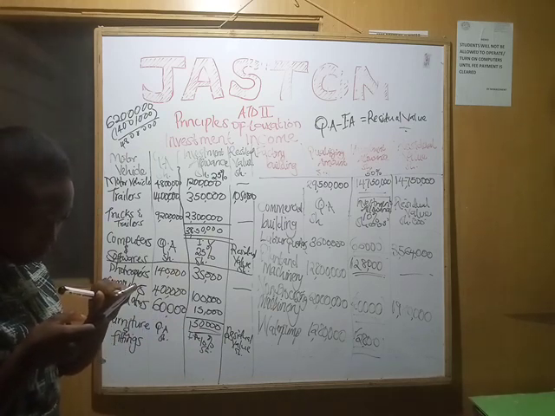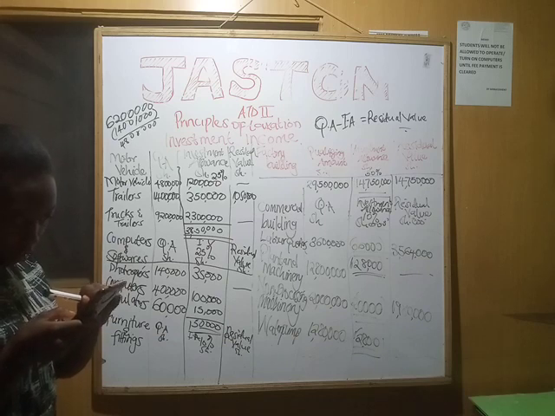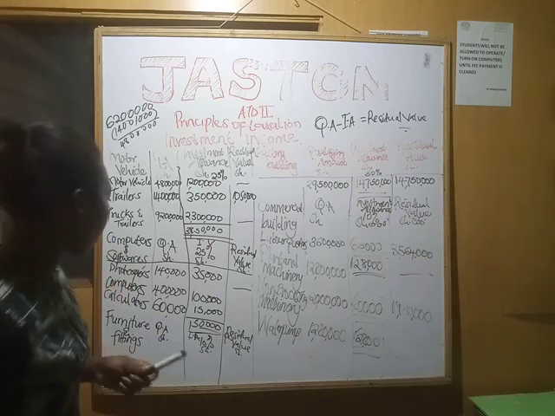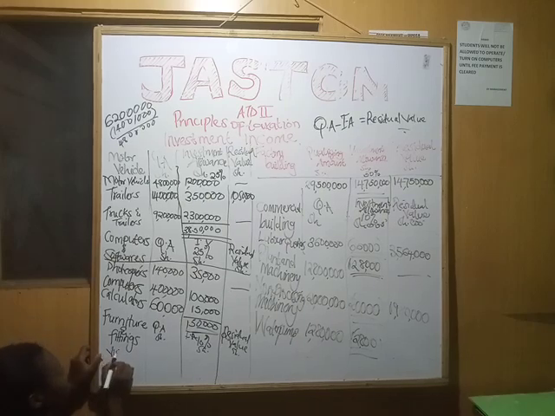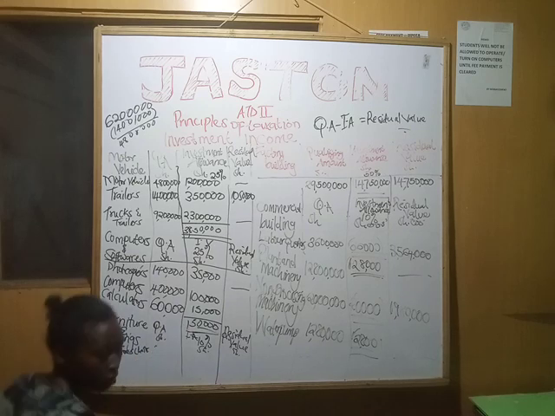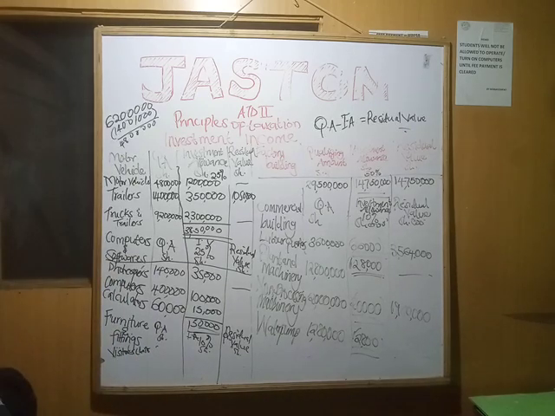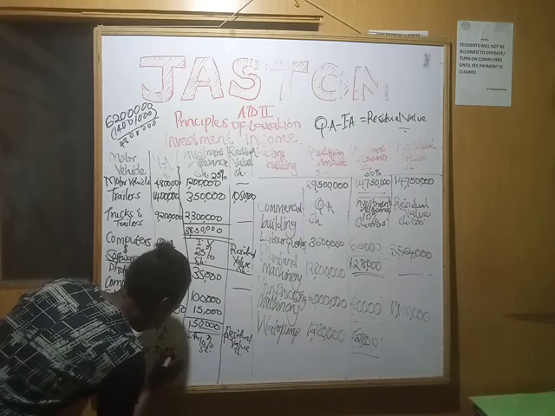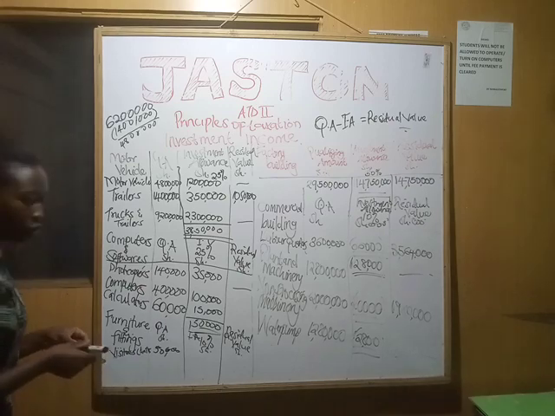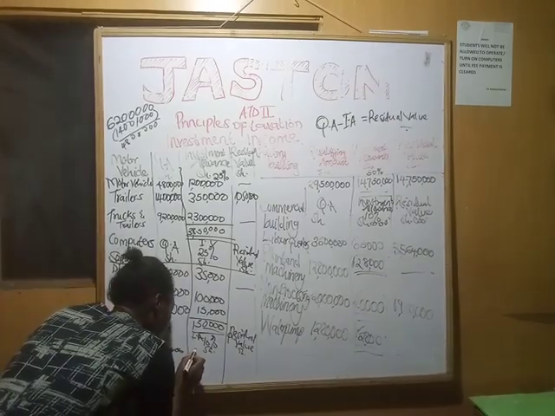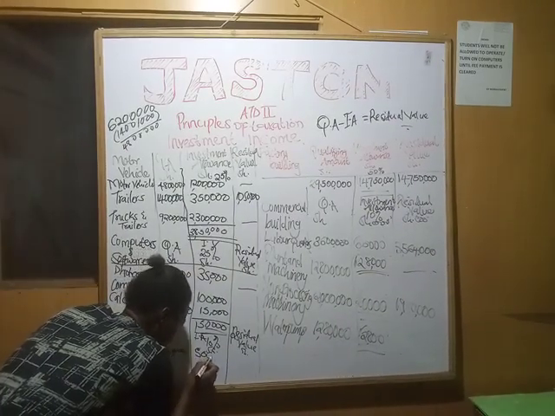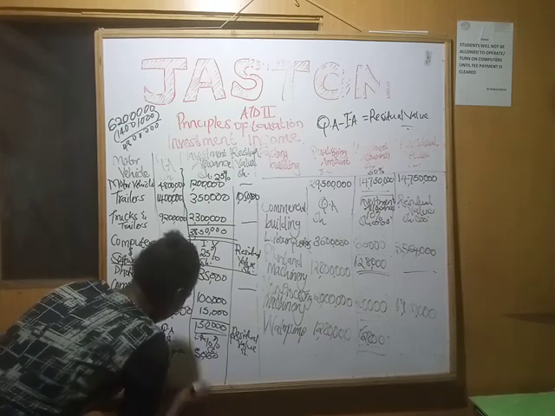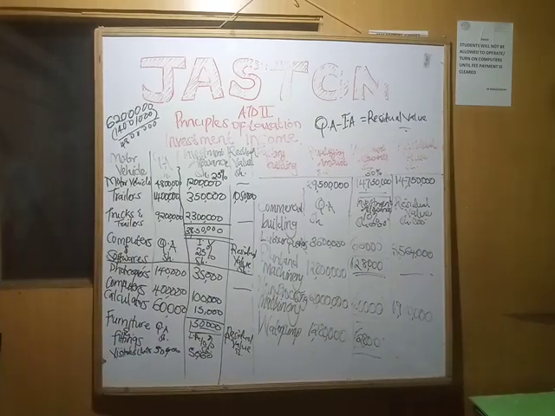We have visitors' chairs, they cost 5,600. So 10% of 5,600 is 560. So this is our investment allowance on visitors' chairs.